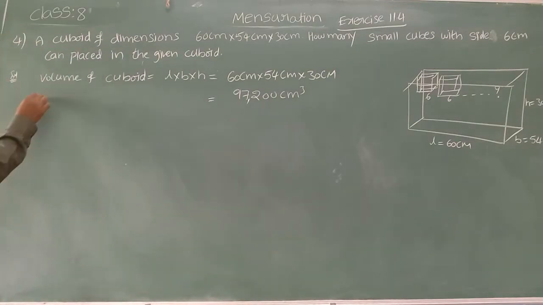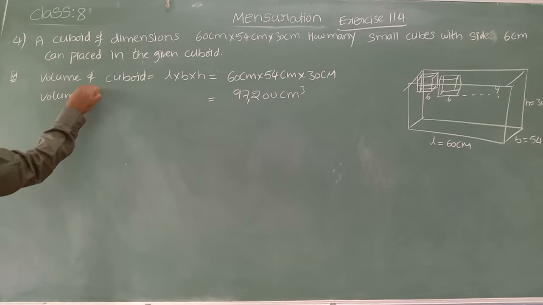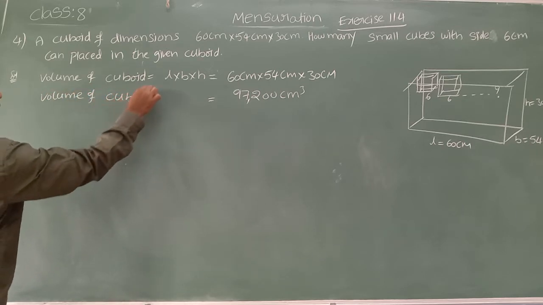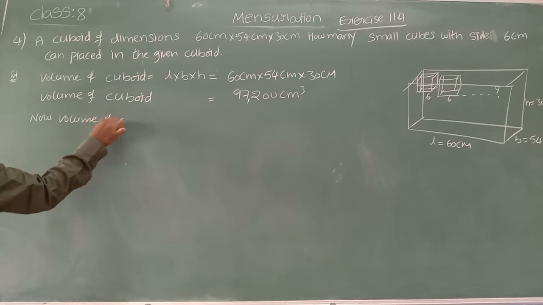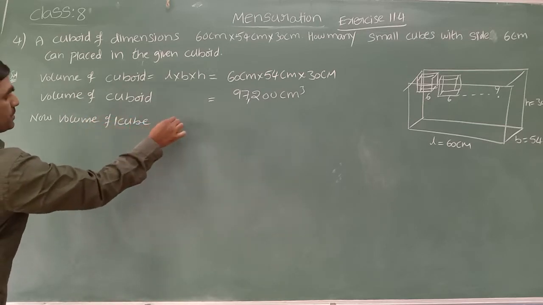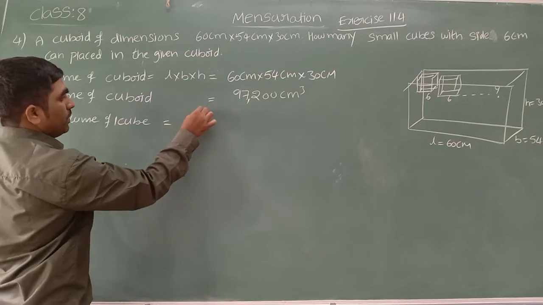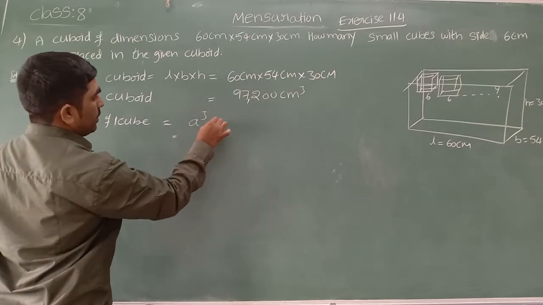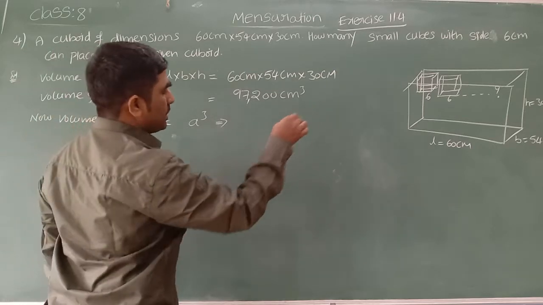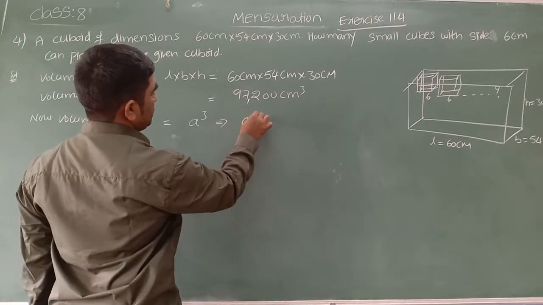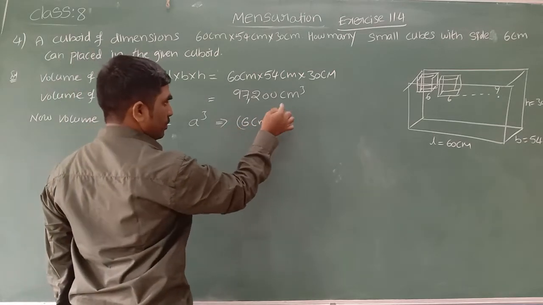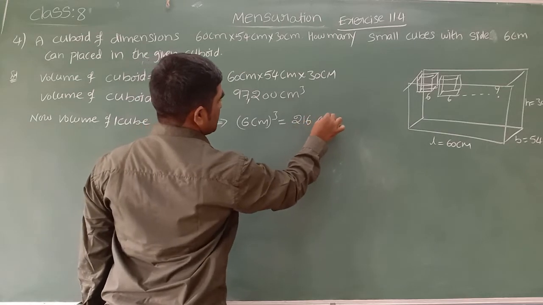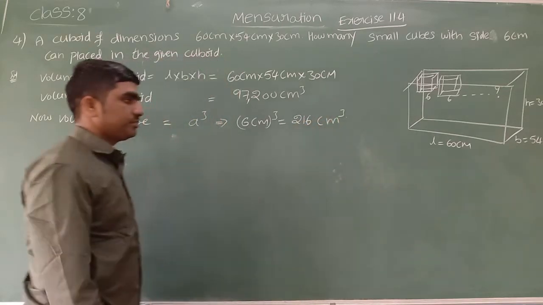Then you can find the volume of the cube. Volume of cuboid we got: 97,200. Now we will find the volume of a cube. What is the formula to find the volume of a cube? A cube, where A is the length of the side. What is the length of the side, beta? Length of the side is 6 centimeters. So A is equal to 6 centimeters whole cube, 6 whole cube, which gives us 216 cubic centimeters.